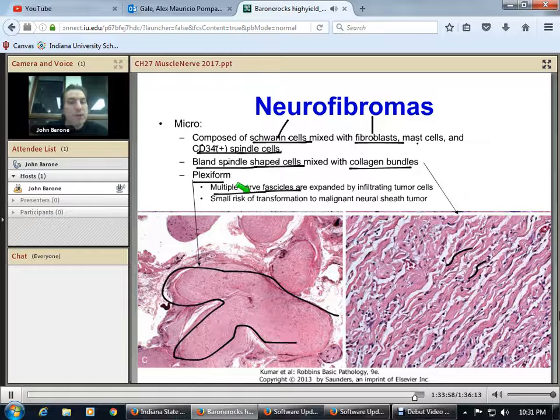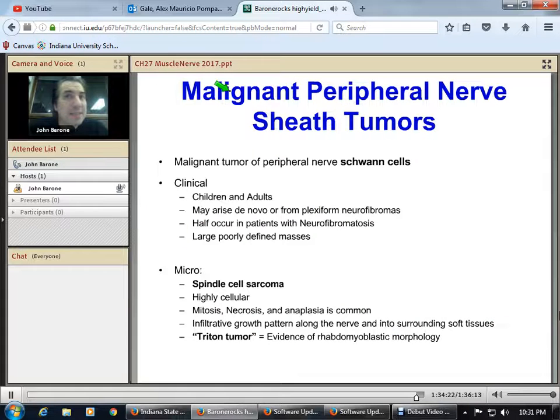Now, when they're large, do you see the way they're large like this? These are called plexiform. These are large, multiple fascicles being involved here, infiltrated by tumors. And unfortunately, these large ones are genetic, and these large ones have a risk of turning malignant. So anytime somebody has genetic neurofibromatosis, neurofibromas are benign, but there's about a 3% chance that the large ones will turn malignant. So you always have to watch them because they could develop a malignant peripheral nerve sheath tumor.